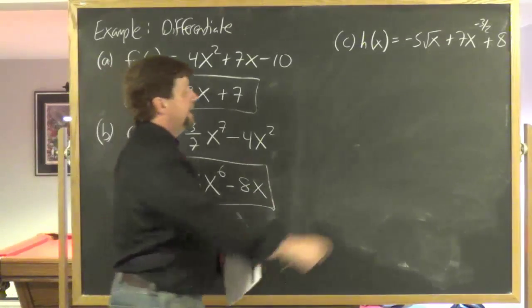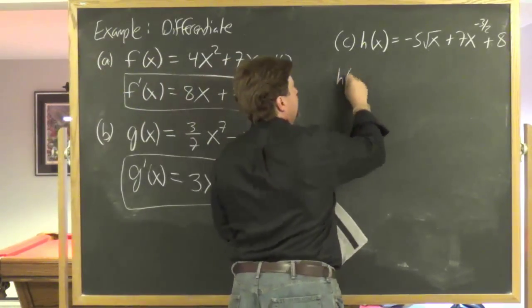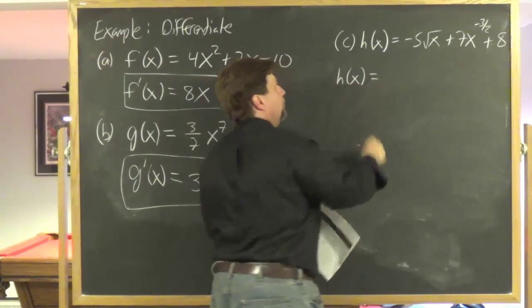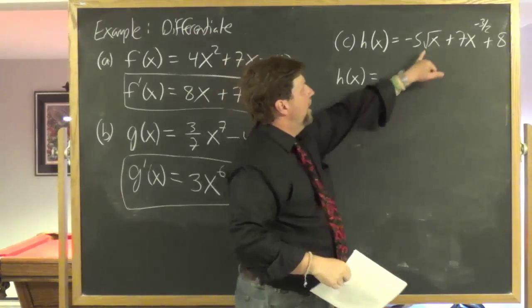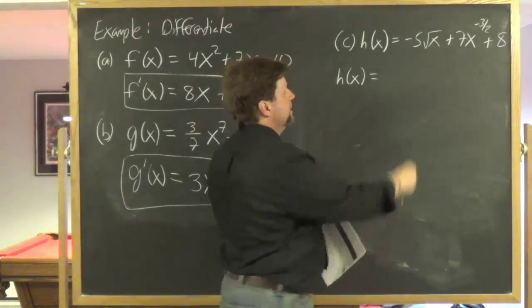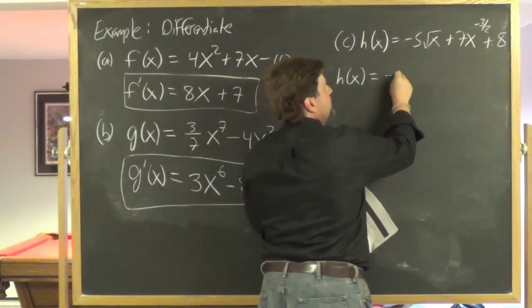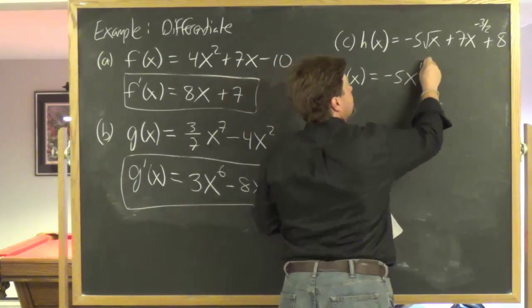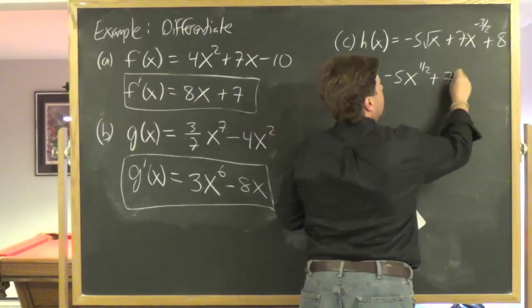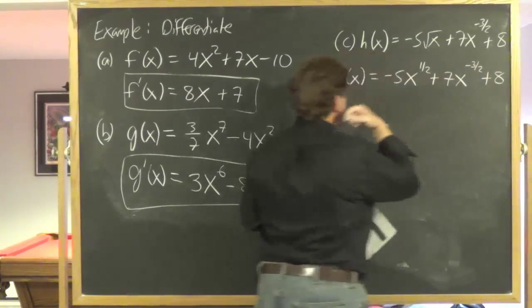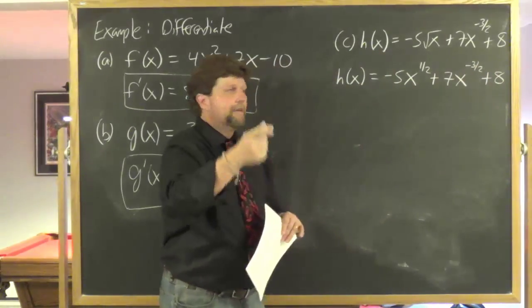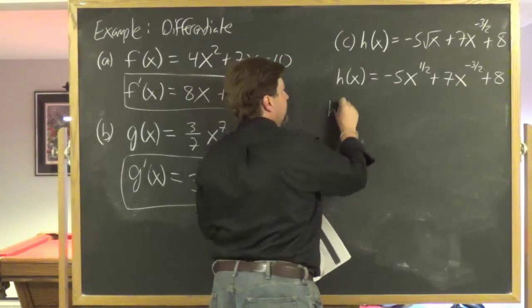Now in part C, well folks, I need to do a little bit of algebra before I get started here. And specifically, I need to do a little bit of algebra on this pesky square root x. So let's rewrite that as negative 5x to the 1/2. And let me write down the rest of the function. Now let's do term-by-term differentiation to get the derivative.